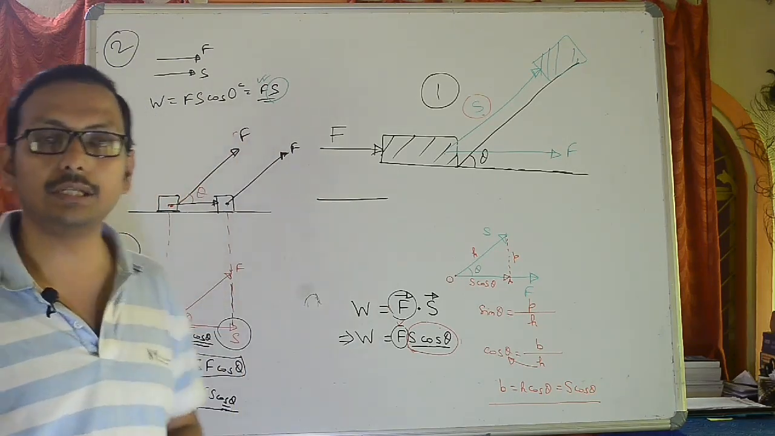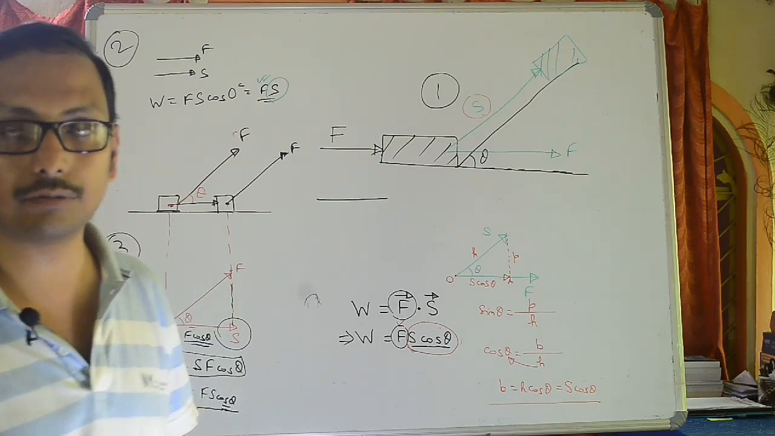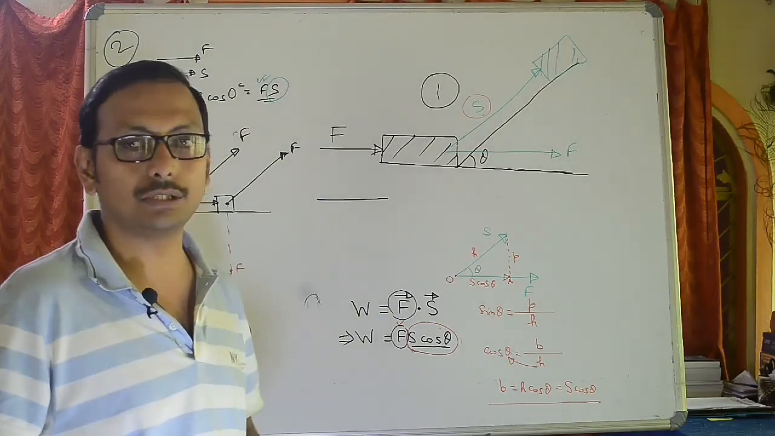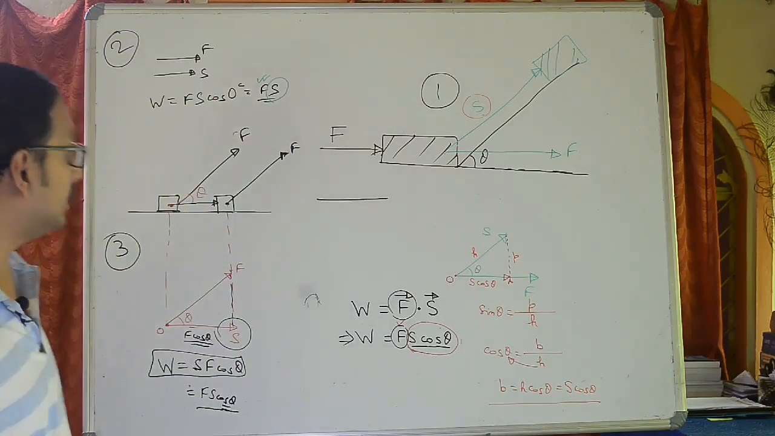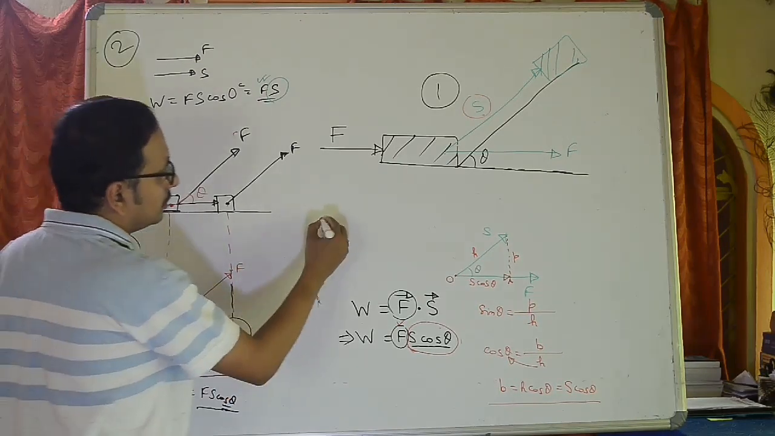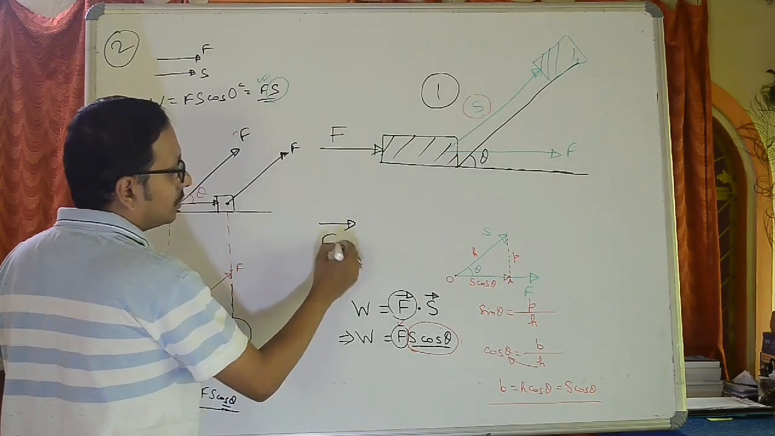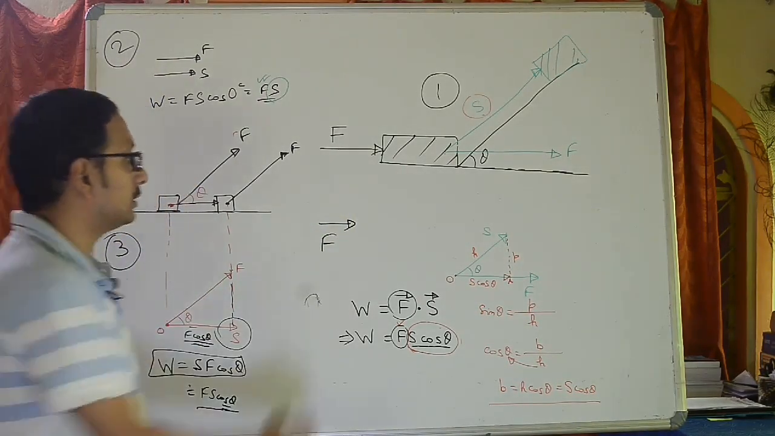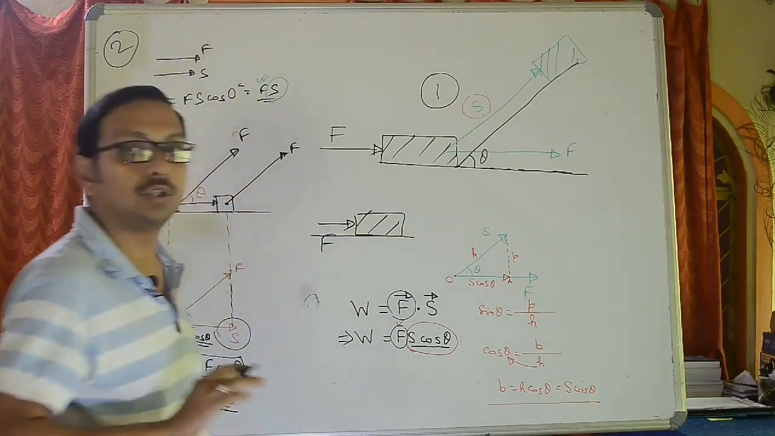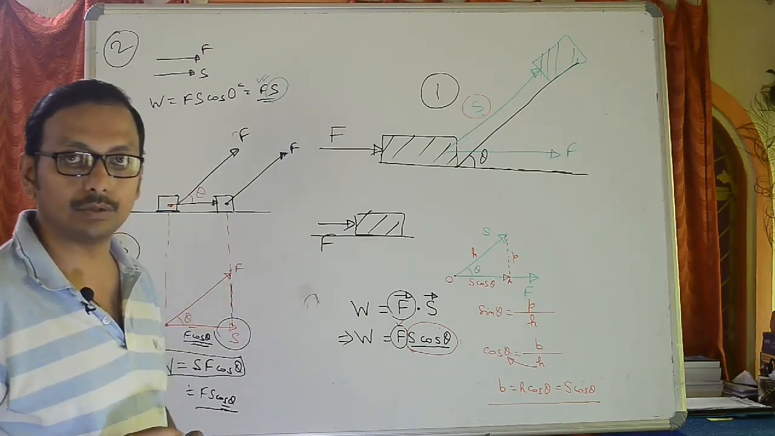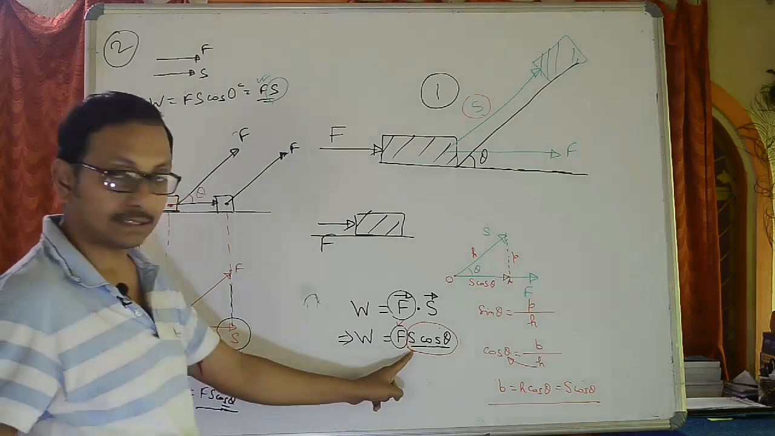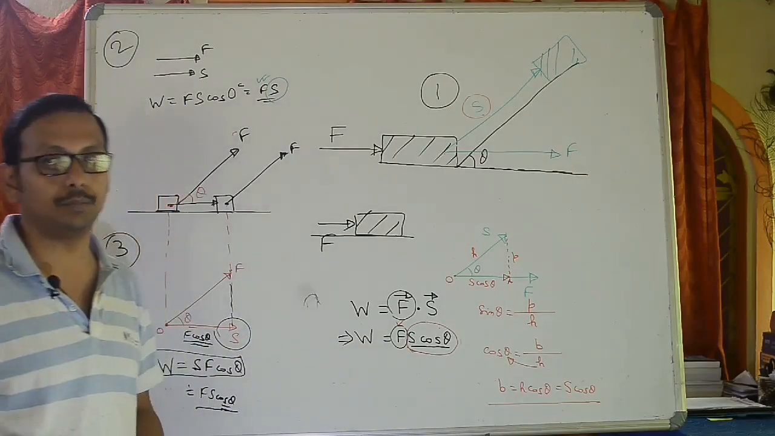Out of this, if you are asked when we can say work is 0, or you may ask, sir, on what condition will you say work is 0? The first condition is that suppose a force is given, but the block on which you are applying the force is not moving, that means displacement is 0. If this displacement S is 0, obviously the work will be 0.